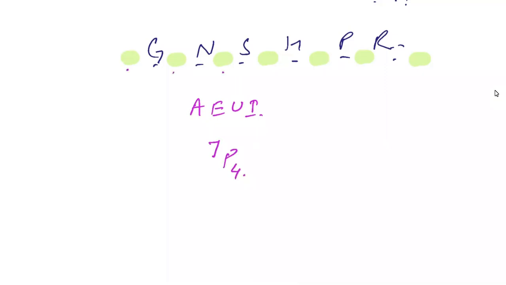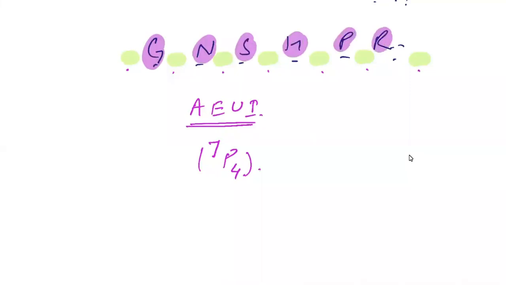In these 7 places I have to arrange A, E, U, I, so 7P4. But the rest, G, N, S, H, P, and R, can interchange themselves by factorial 6 ways. 7P4 into factorial 6.